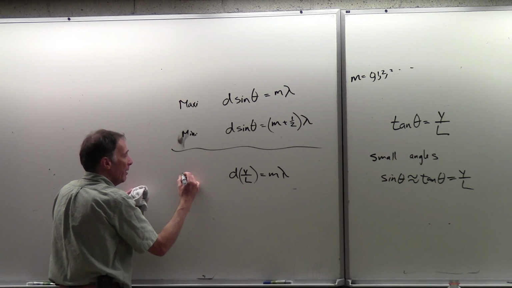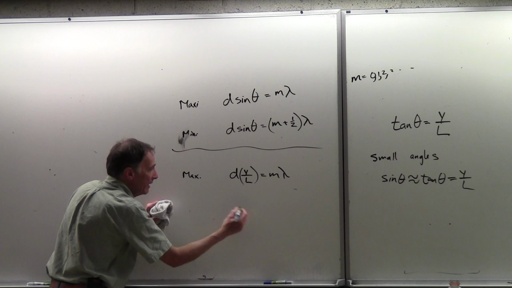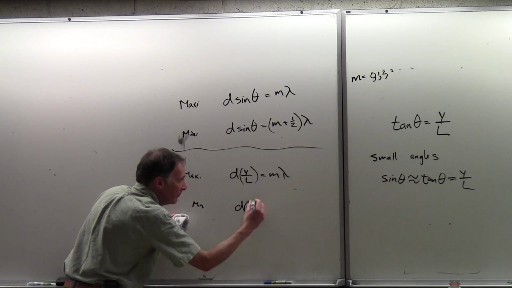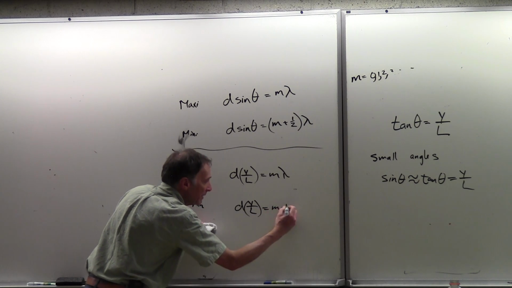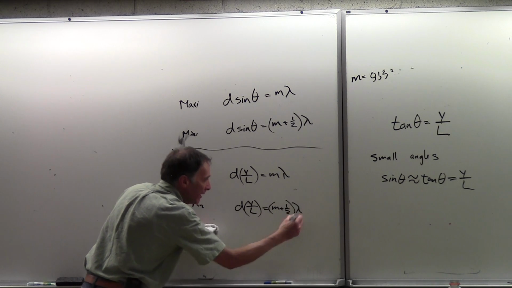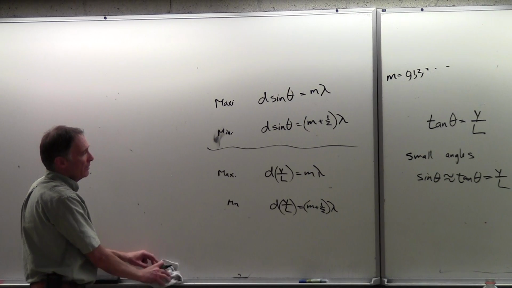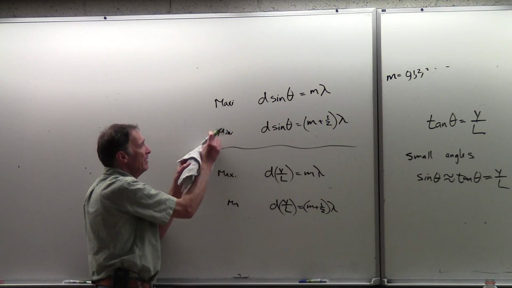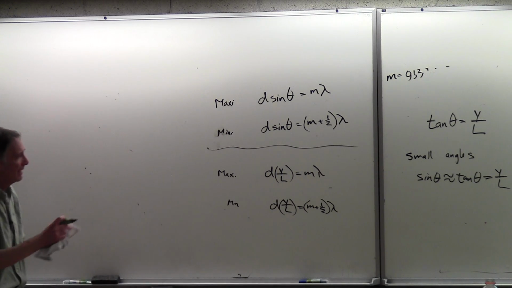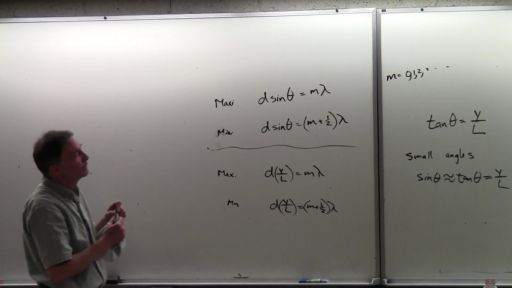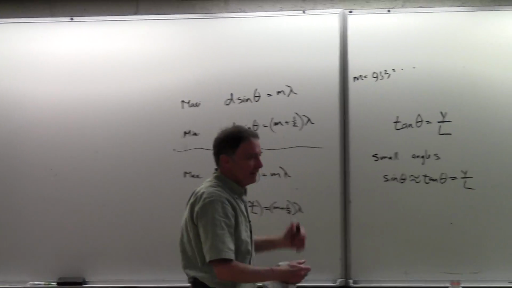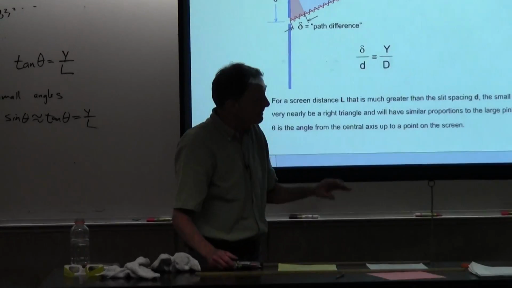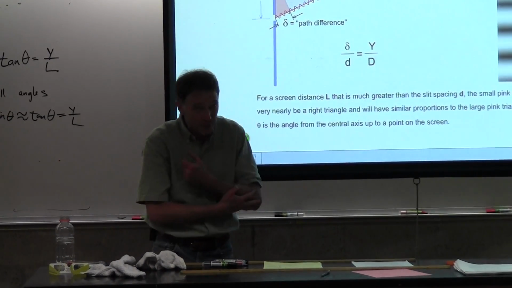And this would be a maxima. And then a minima would be dy over L is equal to m plus a half a wavelength. Okay? So these are handy. They're used a lot in homework problems. They can be deceptive in the sense that sometimes the angles aren't small. And something that he covered in chapter 38 could really be discussed right now is the idea of a diffraction grating.